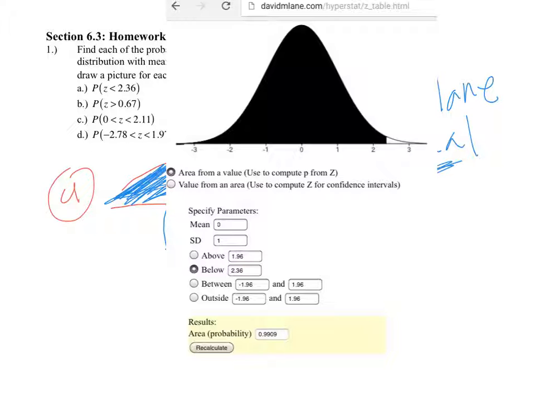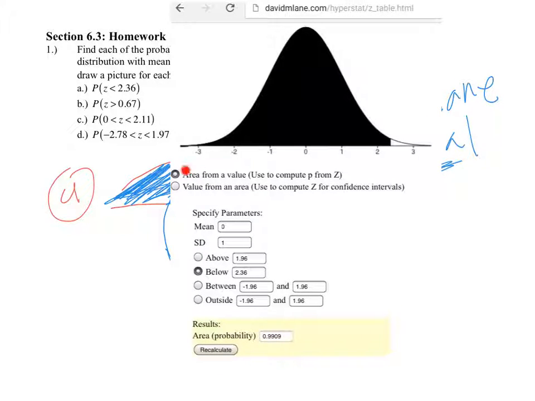If you look at that, that area is almost the full area. Okay, so make sure you have area from a value. Your mean, in this case, is 0. Your standard deviation, in this case, is 1, because it's the standard normal curve. And I made sure I selected below the number I was interested in.